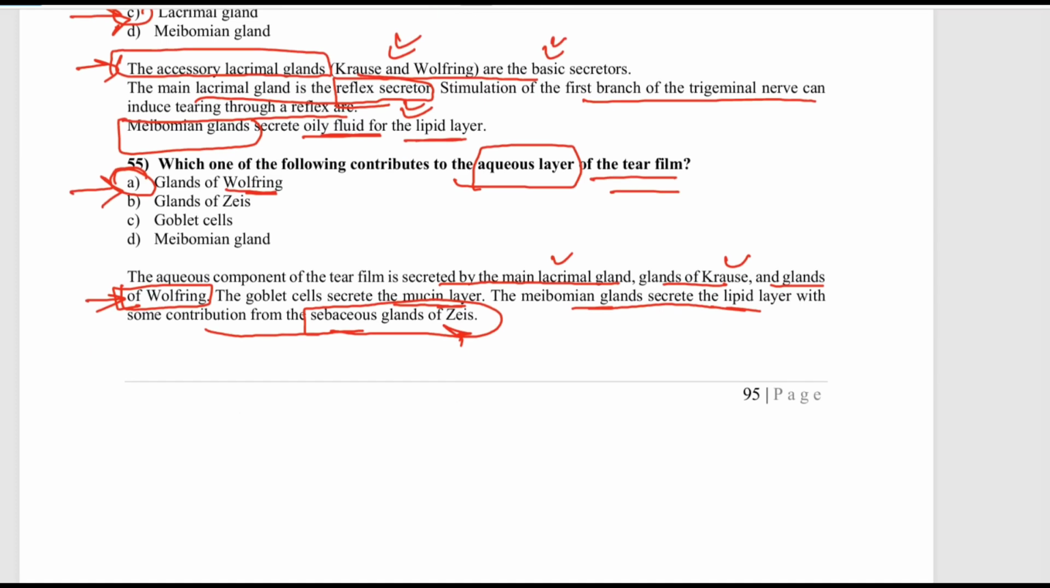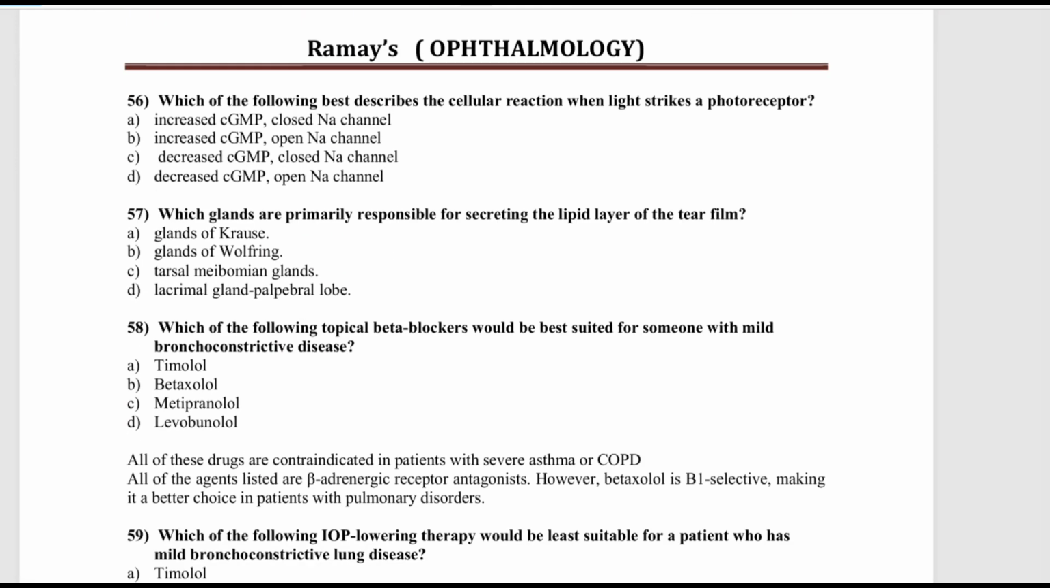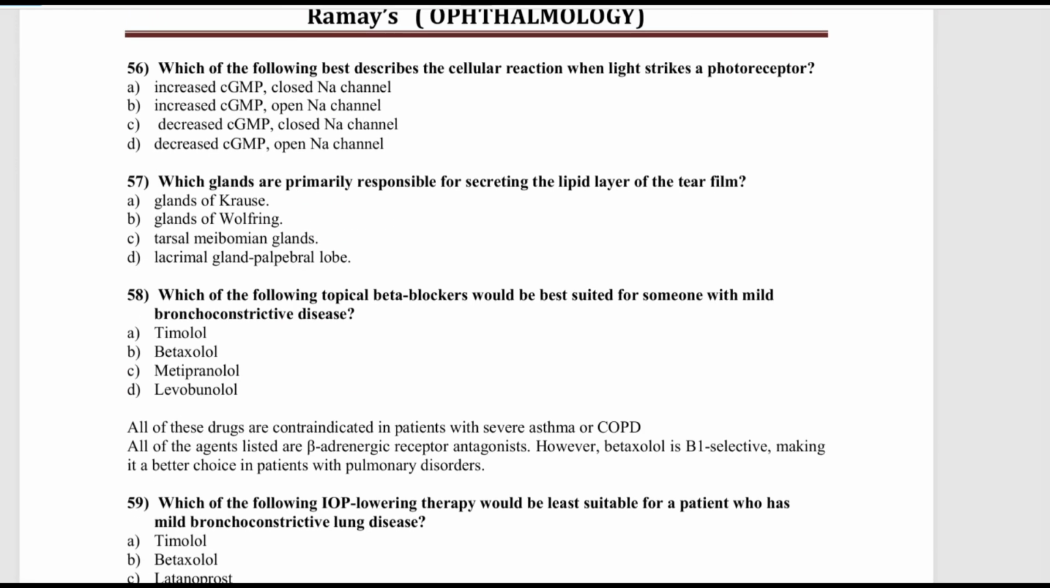So our next question is, which of the following best describes the cellular reaction when light strikes a photoreceptor? The options are: increased cGMP level and closed sodium channel; increased cGMP level and open sodium channel; decreased cGMP and closed sodium channel; decreased cGMP and open sodium channel. So it will be decreased cGMP level and closed sodium channel. Let's see how this happens.